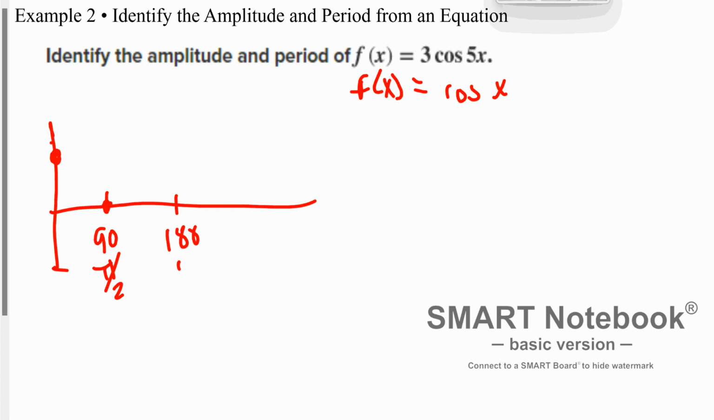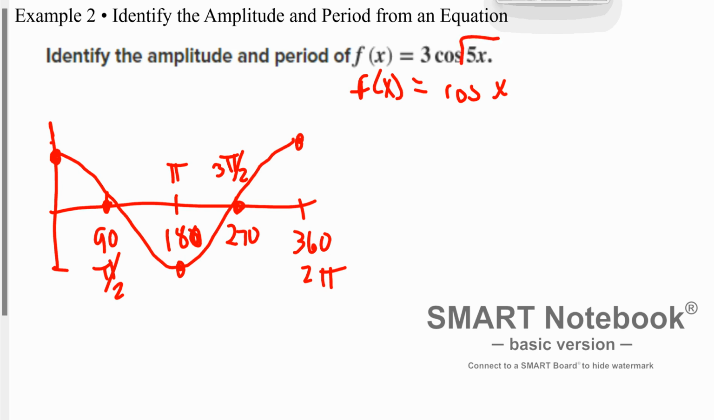So down here, negative 1. So 180 is the same as pi. And then back at 270 or 3 pi halves, I get back to 0. And then at 360 or 2 pi, if I'm in radians, I get back to 1. So it looks like this, right? But now this is taking that angle, x, and multiplying by 5, right?